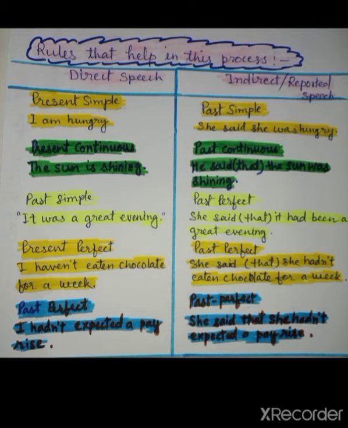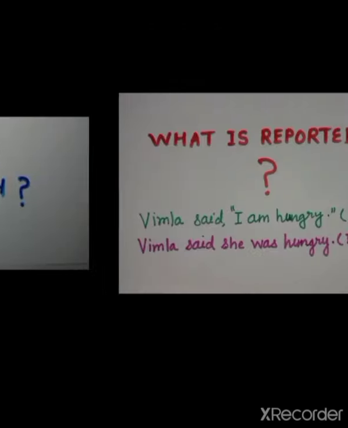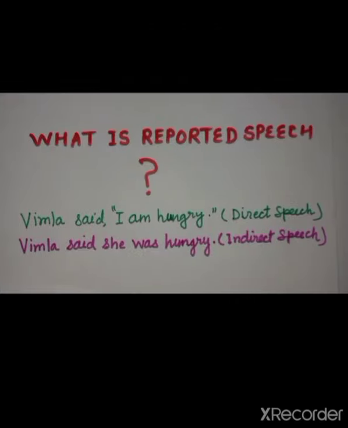If we go back to our example of Vimla and Sita talking, we notice that in direct speech, Vimla uses the present tense: I am hungry. Okay, whereas in the reported speech, we changed that to Vimla said she was hungry. Present simple in direct speech goes to past simple in reported speech. I am hungry. She said she was hungry.